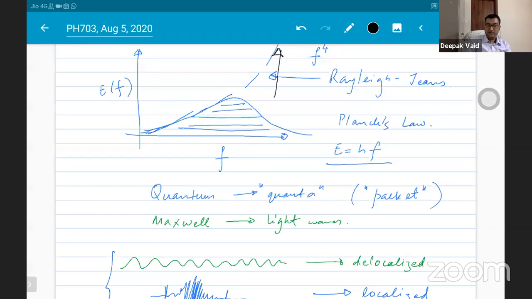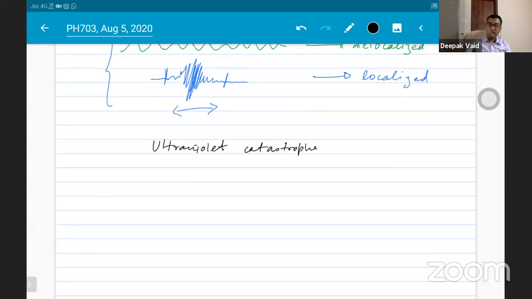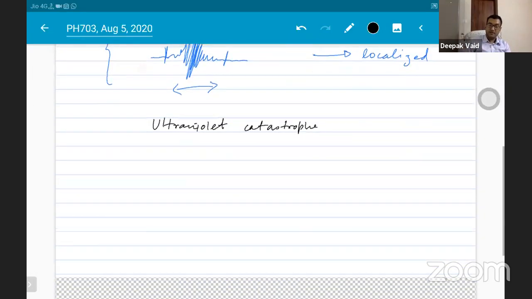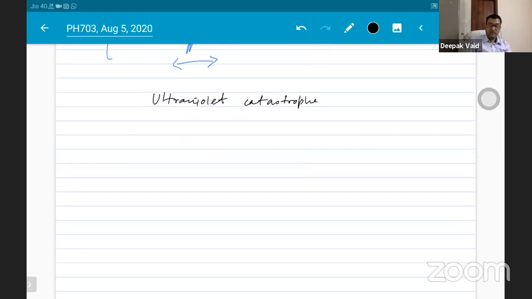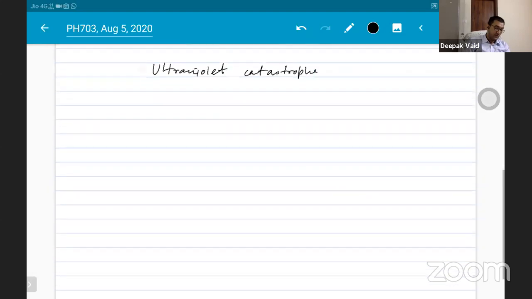And that means that a black body should emit an infinite amount of radiation. And ultraviolet means higher and higher frequency. There is another understanding of this ultraviolet frequency catastrophe, which is the following.